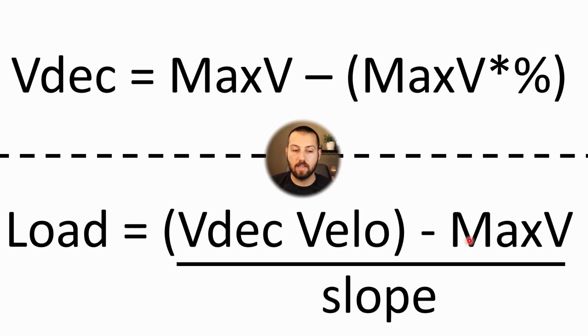So their max velocity minus their max velocity times the percent that you want. So to put this all together, all we're doing is writing formulas that do this for us. And really, we have to write one formula once if we set up our Excel sheet as efficiently as possible. And all we're doing is this: the velocity they will be running at, that velocity decrement, minus their max V, divided by the slope. And then it'll tell us what load to pick to achieve that, all right? So now let's hop into Excel.